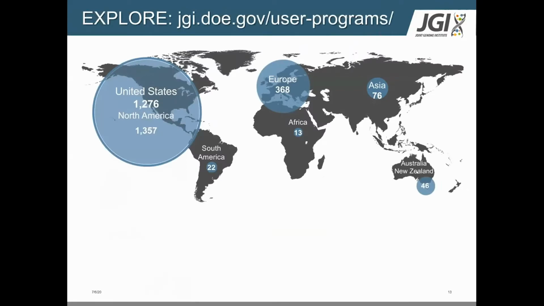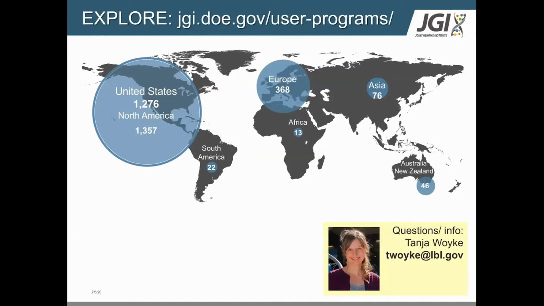One more about JGI. I've given you a link to our user programs. You can explore all the different types of program calls that are out there. I also wanted to mention that any investigator is eligible regardless of their institution or national origin. So we do have a worldwide community of users. All that we need is for it to be of DOE mission relevance.